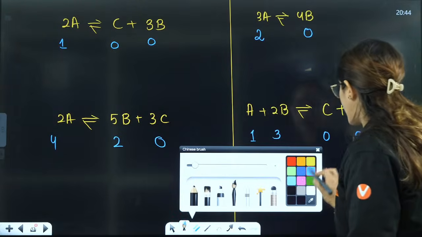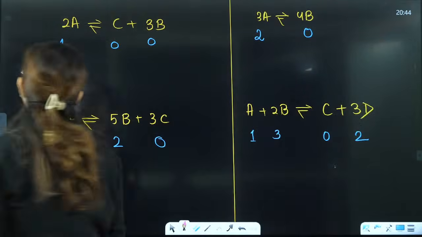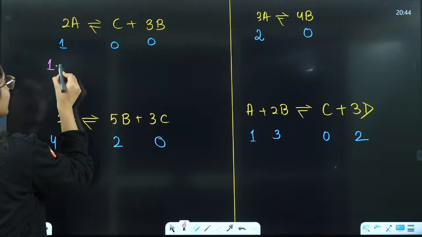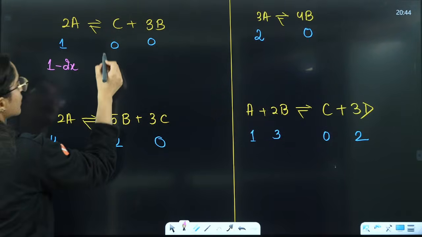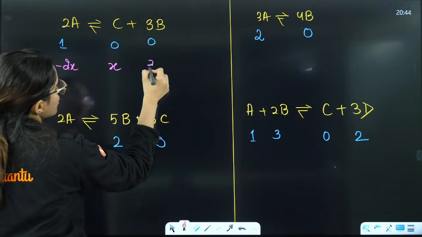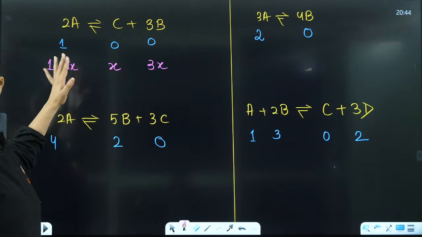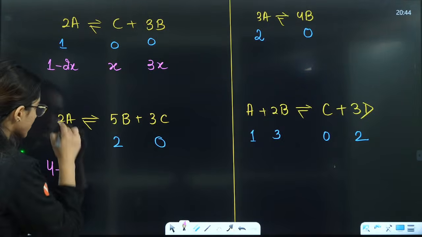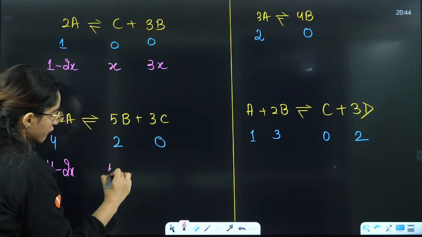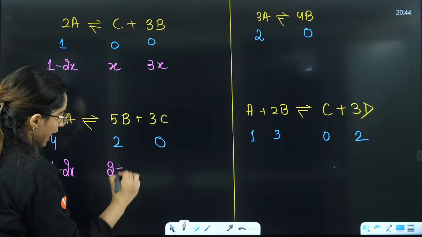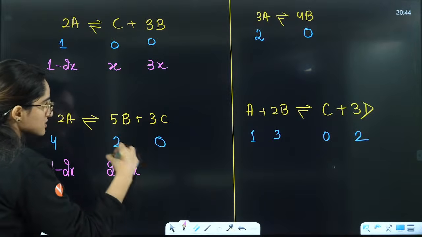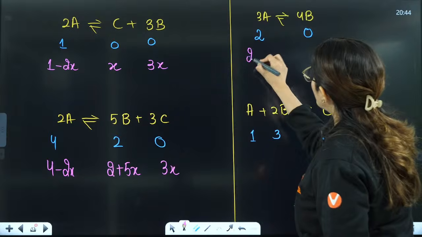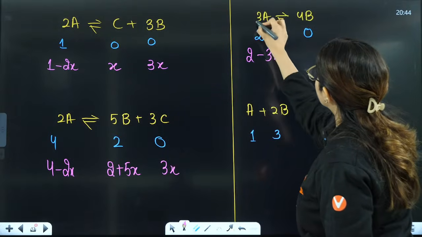Okay, now see what I'll do. At equilibrium, I'm mentioning this by pink pen. 1 minus stoichiometry into x. Stoichiometry into x. Reactant side, it will be subtracted. Product side, it will be added. 4 minus stoichiometry into x. 5. This is initial, add stoichiometry into x. This is stoichiometry into x. This is 2 minus stoichiometry into x.